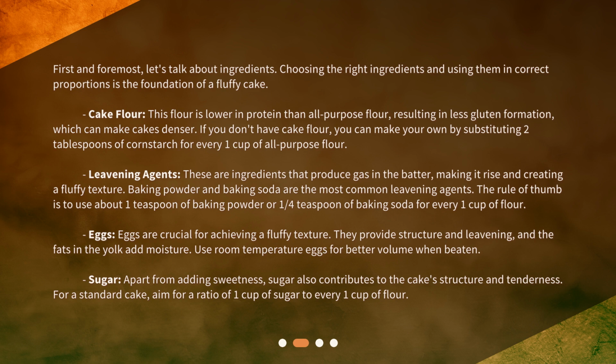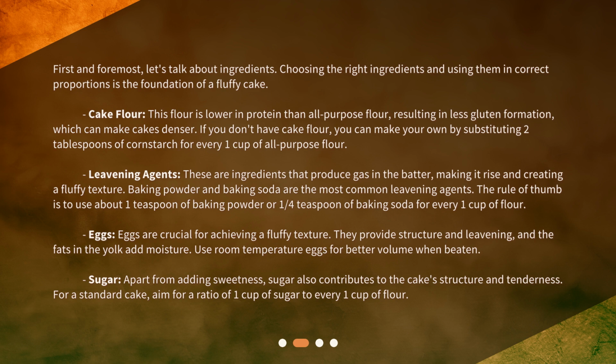Leavening agents. These are ingredients that produce gas in the batter, making it rise and creating a fluffy texture. Baking powder and baking soda are the most common leavening agents. The rule of thumb is to use about 1 teaspoon of baking powder or 1/4 teaspoon of baking soda for every 1 cup of flour.